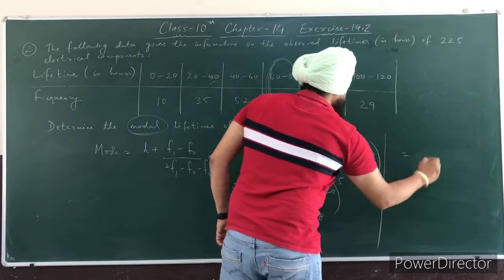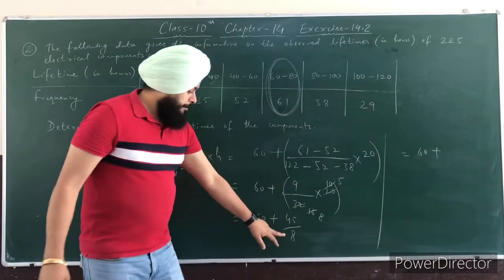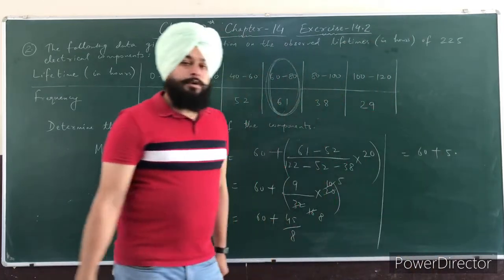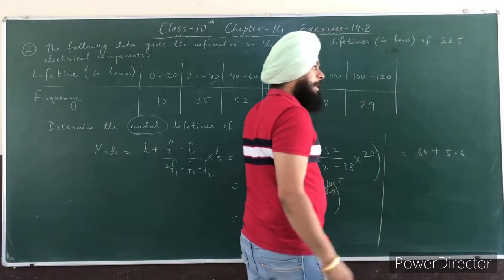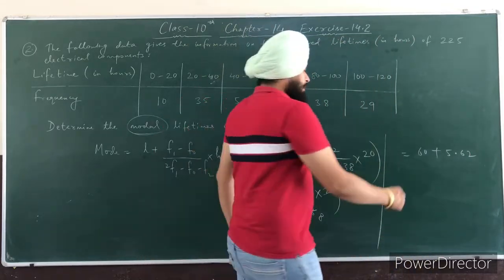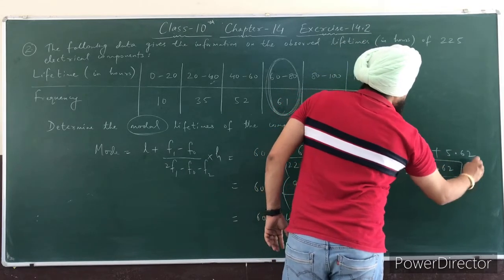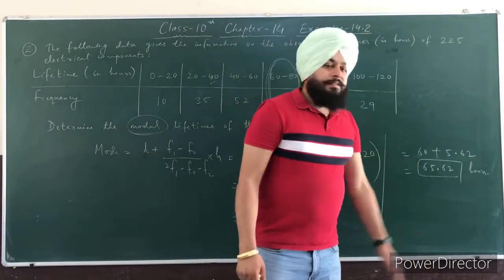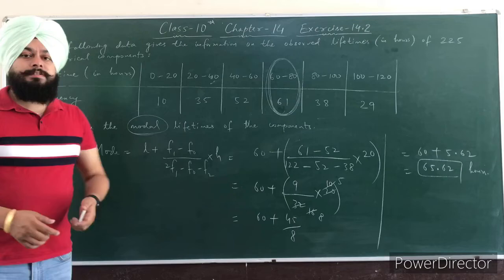And it is 60 plus, divide this 45 by 8. So 8 5s are 40. 45 minus 40 is 5. Put 0, 50. 8 6s are 48. 2, 20. 8 2s are 16. Right, here approximately 5.62. Now add this 5.62 with 60. It is 65.62 hours. So 65.62 hours is the mode for this data. Alright students, so this is your question number 2.